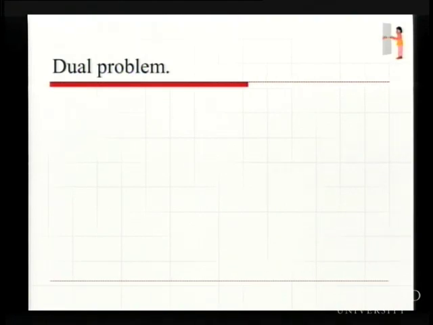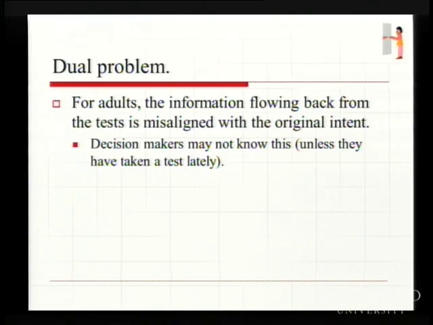So this sort of mismatch causes a double problem. One is, for the adults, the information flowing back from these tests is misaligned with their intent. And I don't think the policymakers know this. They're unaware, unless they've taken a test lately. I doubt a senator has done that recently.